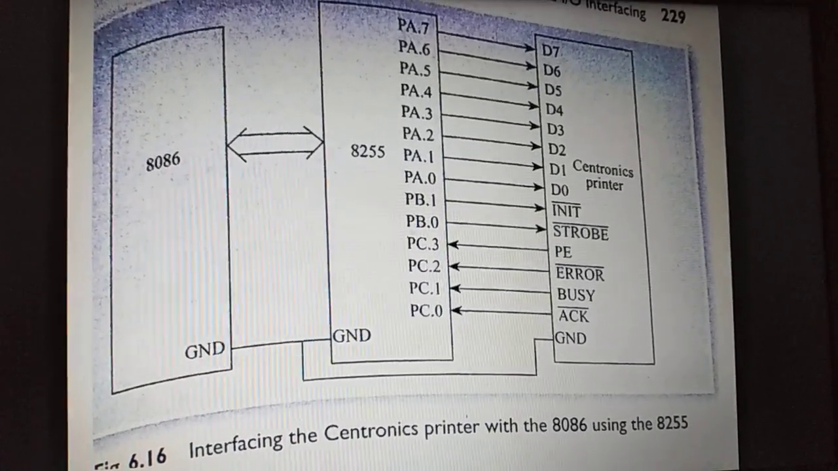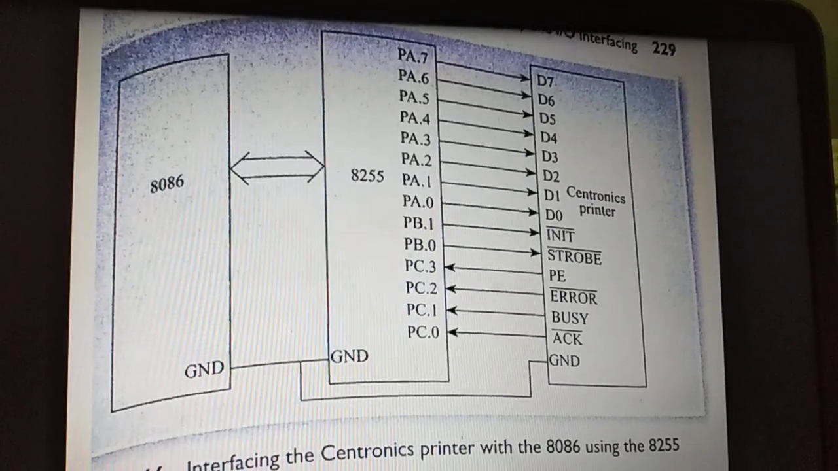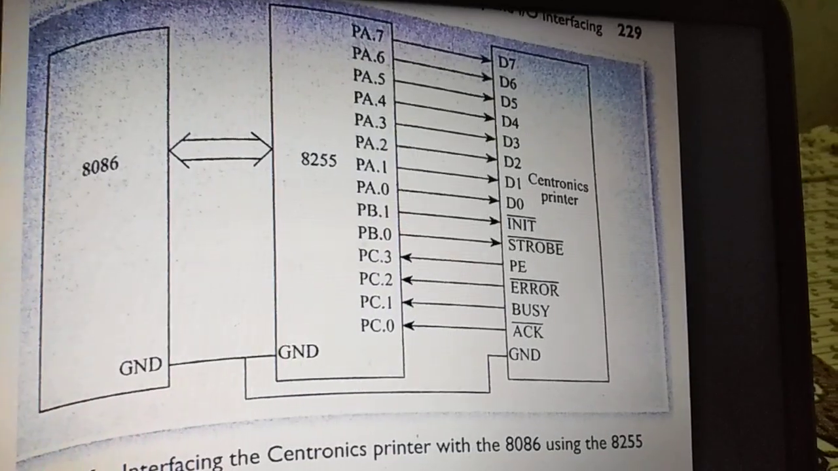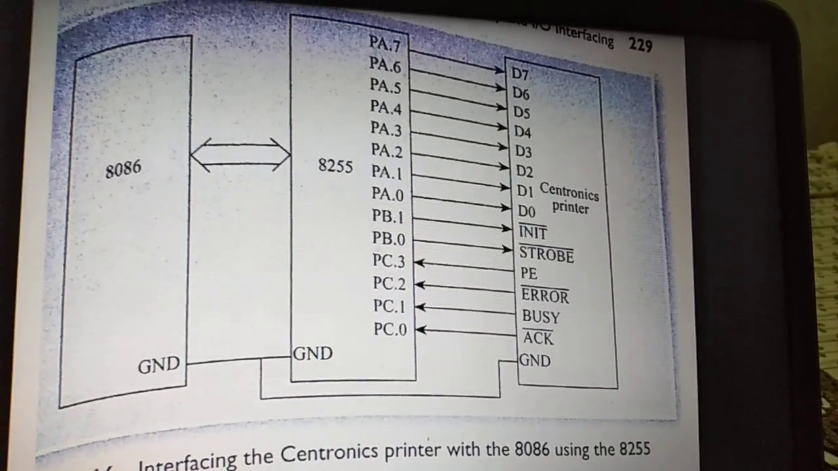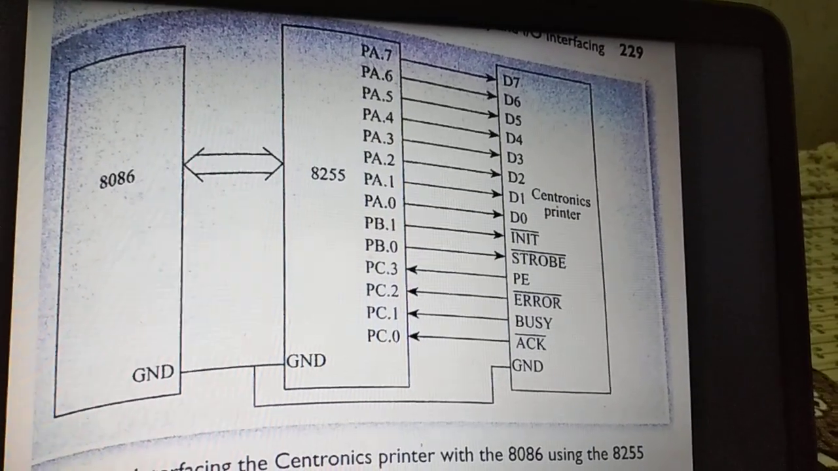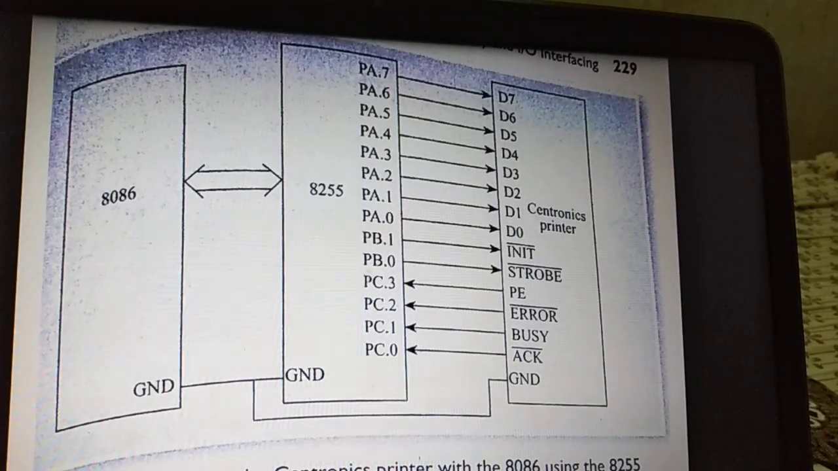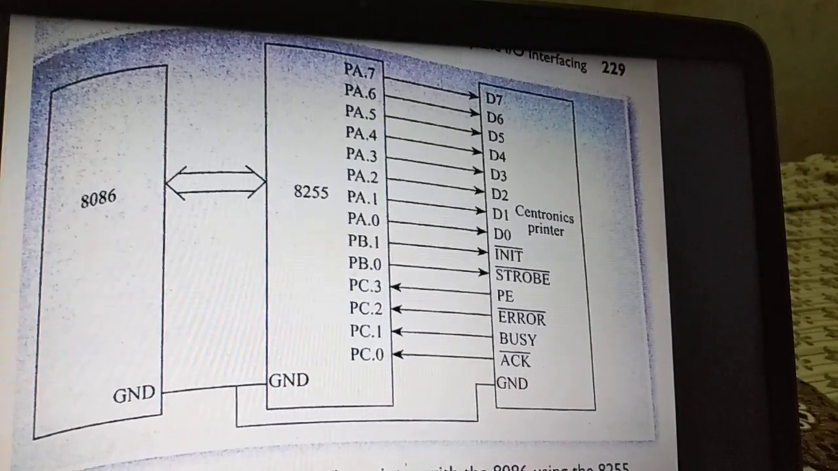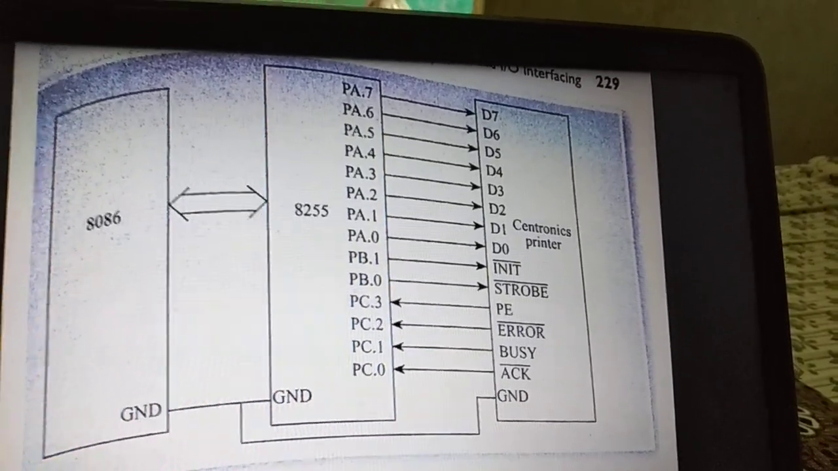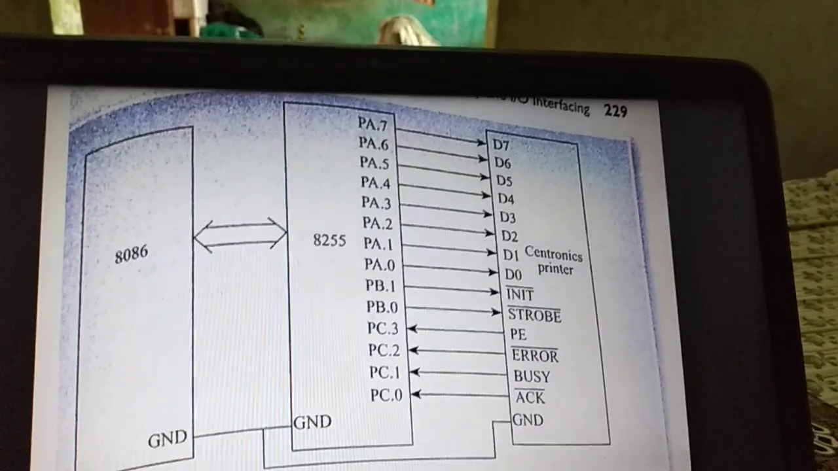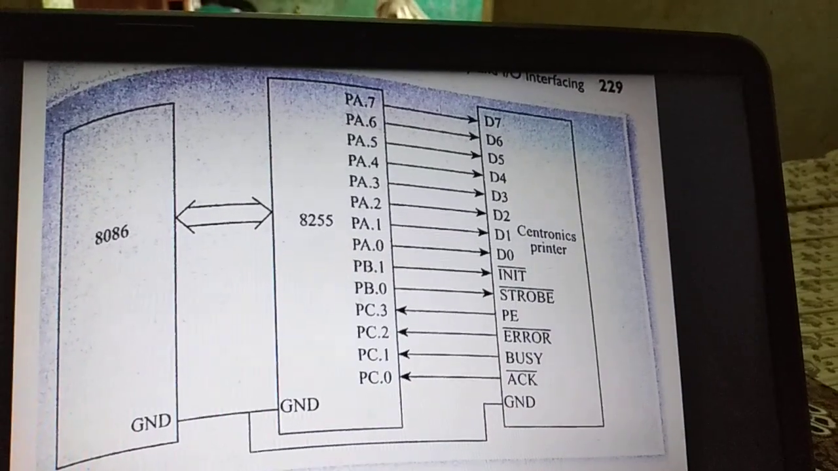8086 communicates with the Centronics printer using the interface 8255, the programmable peripheral interface. The 8 bits of data are given via port A, and there are 3 ports in 8255: port A, port B, port C. Port A is used to send the data from the microprocessor to the printer. Port B is used to send the control signals from the microprocessor to the printer, and port C is used to receive the control signals from the printer to the microprocessor.